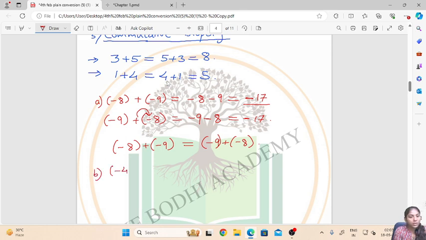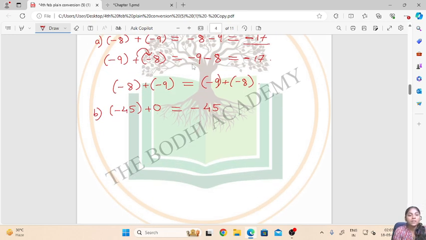Then another example that we can take is minus 45 plus 0. So what will this give us? The answer will be minus 45, and if we take 0 plus minus 45, here also the answer will be minus 45 only. So we can say that minus 45 plus 0 is equal to 0 plus minus 45.